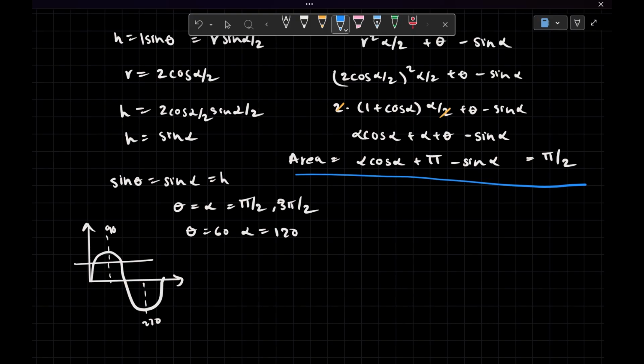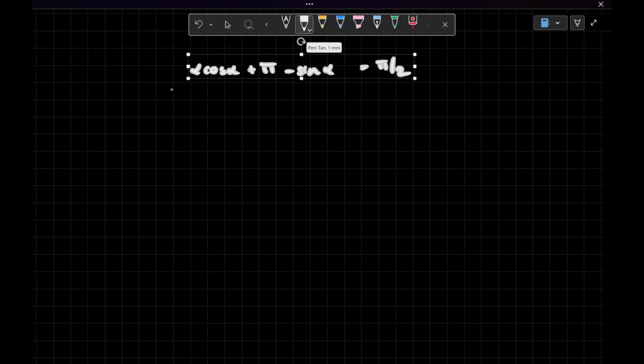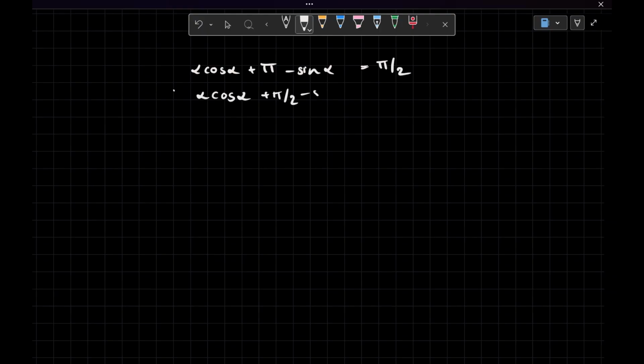Okay. Yes. So the solution for this equation is also not straightforward. Let me explain to you. Okay, let me copy this and I'll paste it here. So you can also simplify further: alpha cos alpha plus pi by 2 minus sine alpha equal to 0.